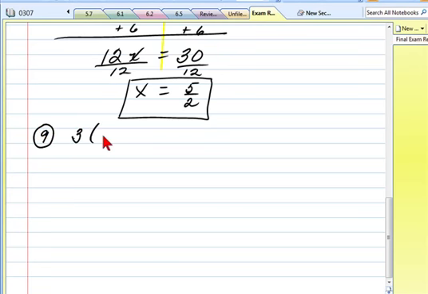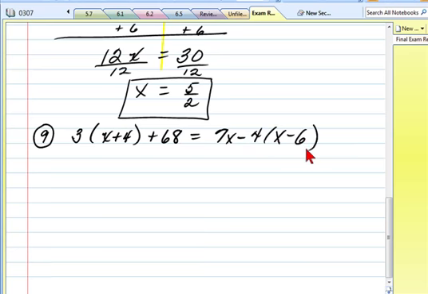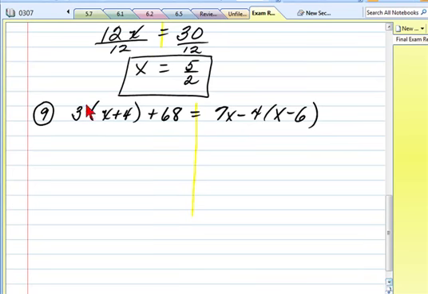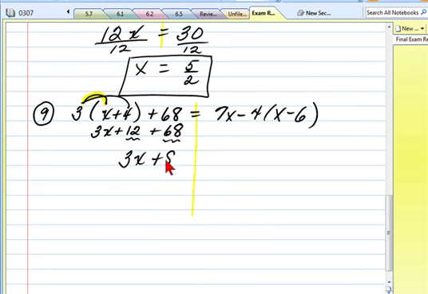All right, I have 3 parentheses, x plus 4 plus 68 is equal to 7x minus 4 parentheses, x minus 6. On the left side, I need to simplify. So I'm going to use the distributive property and get 3x plus 12 plus 68. Then I'm going to combine like terms, and I have a 12 and a 68, which add up to be 80. So I have 3x plus 80.